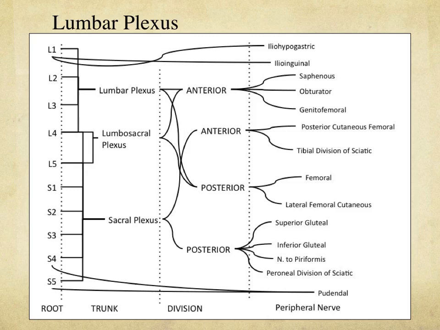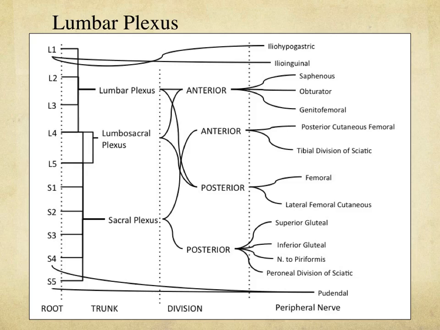Now notice I have anterior and posterior labeled twice. The reason is not because there's two anteriors and two posteriors. It's just which ones are coming together to form those distinct divisions. So we have an anterior division coming from the lumbosacral and the lumbar plexus, which will give us nerves such as the saphenous, the obturator, and the genitofemoral. But then we also have the anterior division that's going to come from the sacral plexus and only the sacral plexus. And that's going to give rise to the posterior cutaneous femoral, as well as the tibial division of the sciatic nerve.